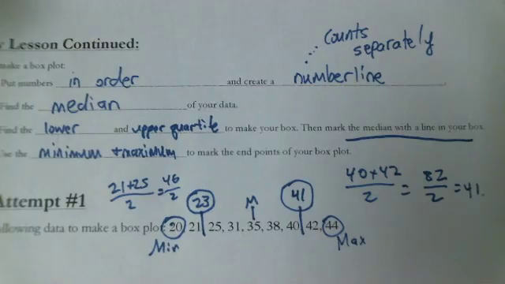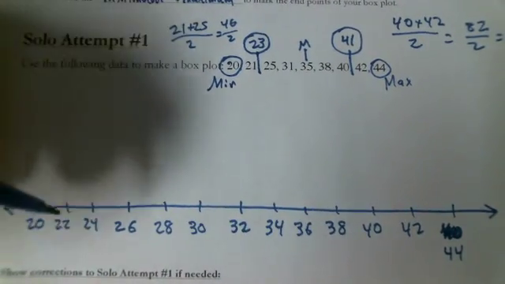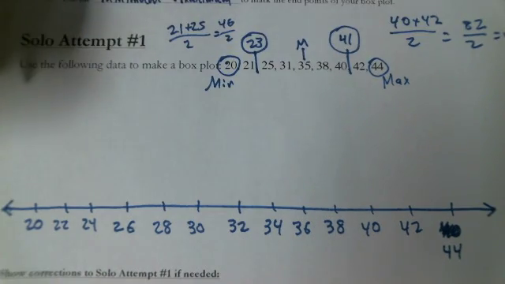Minimum, maximum, easier. Here's the minimum. Here's the maximum. They're at the very ends. Those aren't too bad. So now let's actually put these points on our data, and let's actually make our box plot. So left side of the box starts at 23, and it stops at 41.